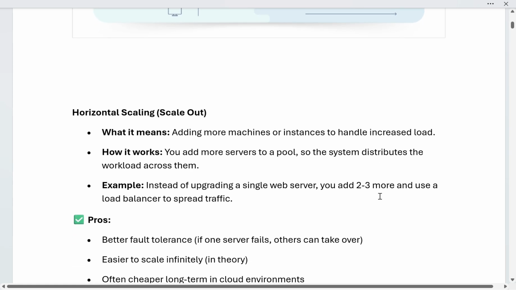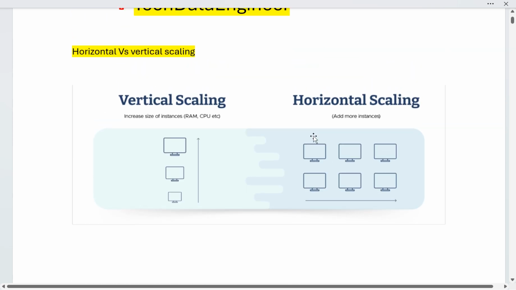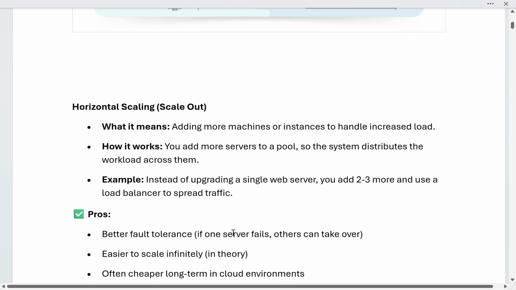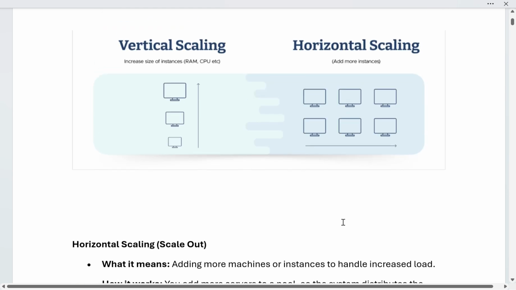So what are the pros and cons? The pro is better fault tolerance. Why? Because suppose one machine failed, it will be handled by another machine. But in vertical scaling, if the one machine fails, there is no fault tolerance because there is only one machine. If one server fails, another can take over. It is easier to scale, and in theory infinite, you can add any number of machines. It is also often cheaper in the long term in a cloud environment.